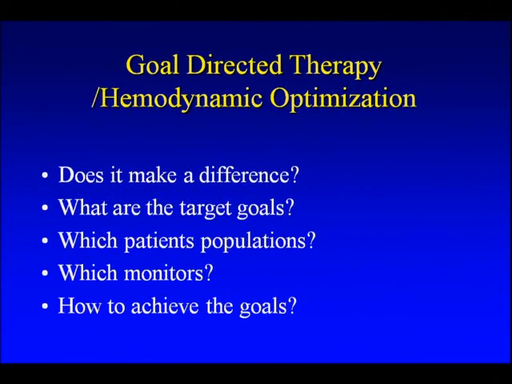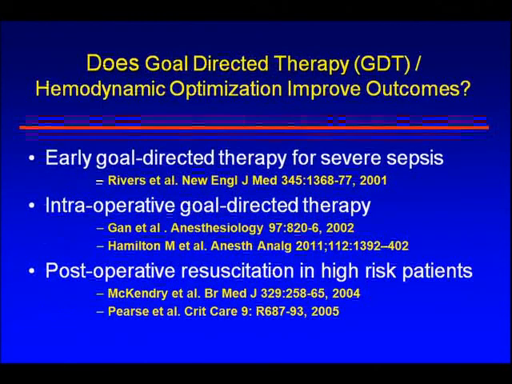So the question is, does goal-directed therapy or hemodynamic optimization really make a difference? And what are the target goals? Which patient populations should we apply it to? Which monitors should we use? And how does one achieve the goals? These are certainly pertinent questions, and I'm going to try to look at some of each of these questions in the next few slides.